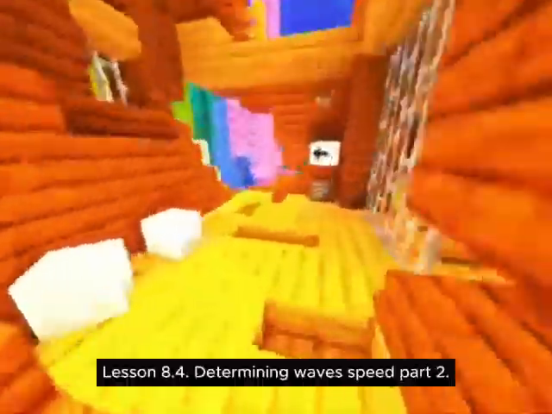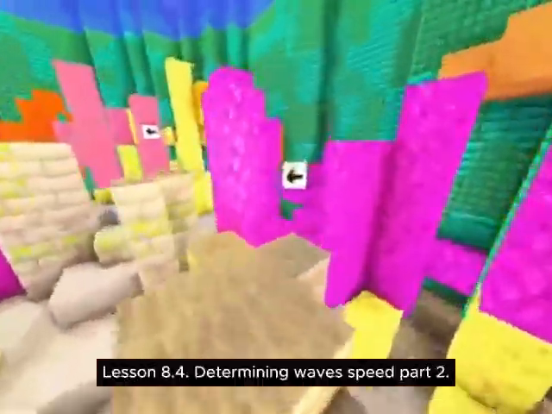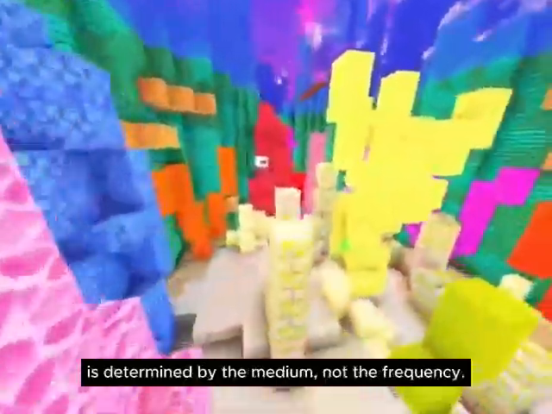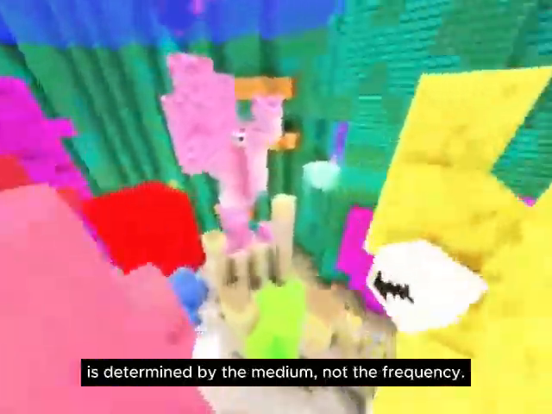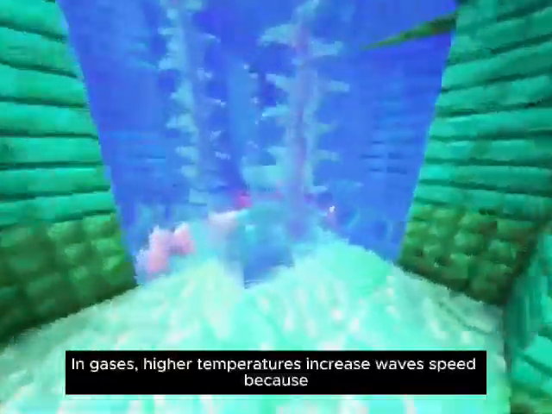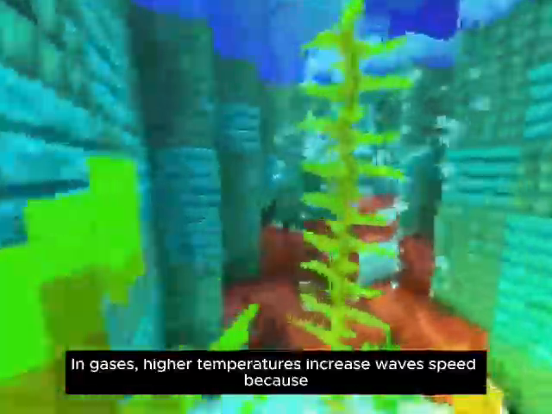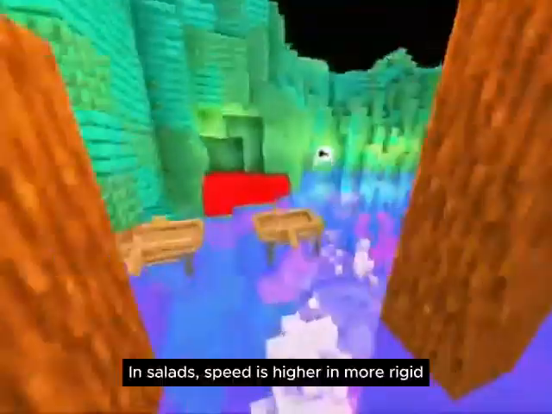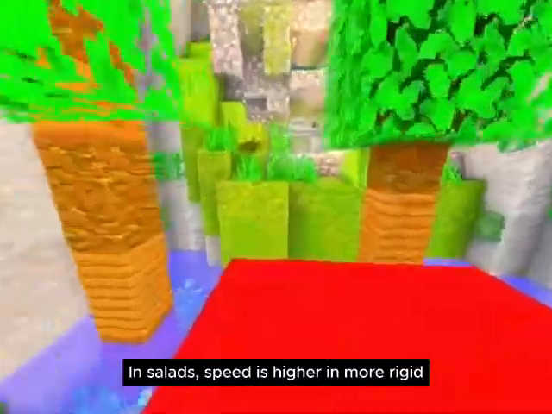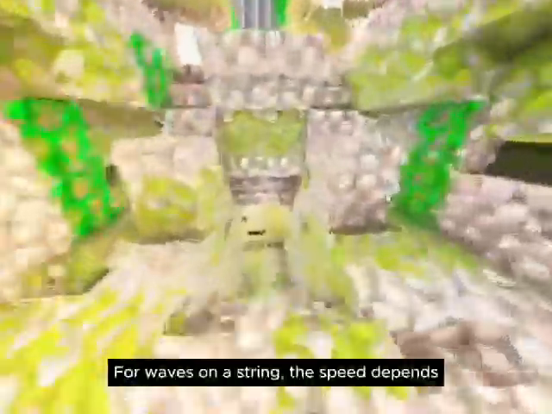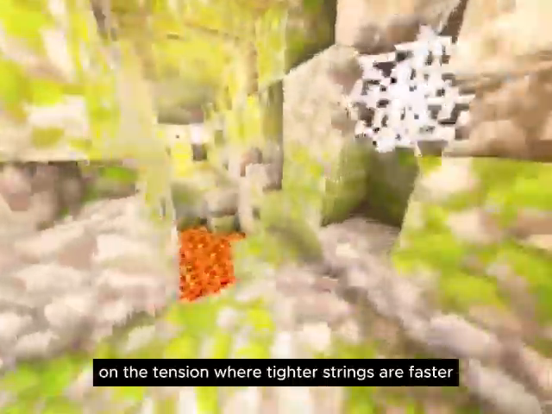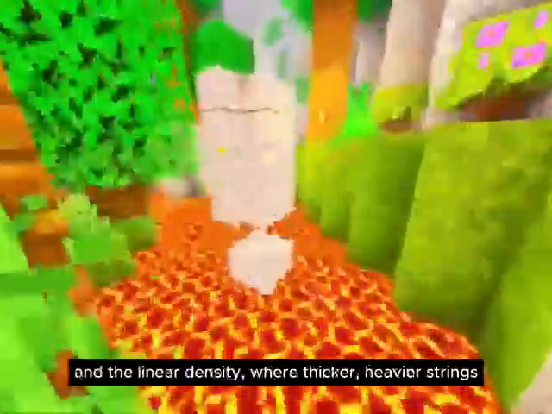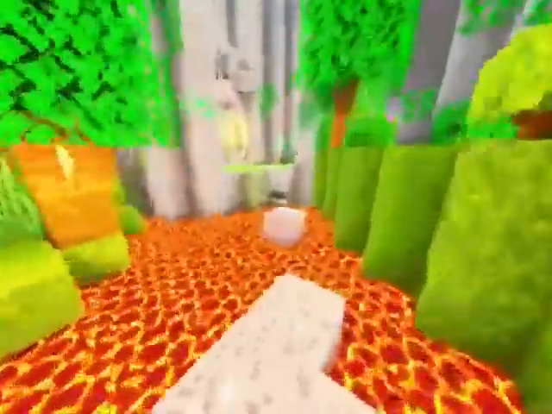vibrations. Lesson 8.4 Determining Wave Speed, Part 2: Factors influencing speed. The speed of a wave is determined by the medium, not the frequency. In gases, higher temperatures increase wave speed because faster molecules transfer energy more quickly. In solids, speed is higher in more rigid materials. For waves on a string, the speed depends on the tension, where tighter strings are faster, and the linear density, where thicker, heavier strings are slower.